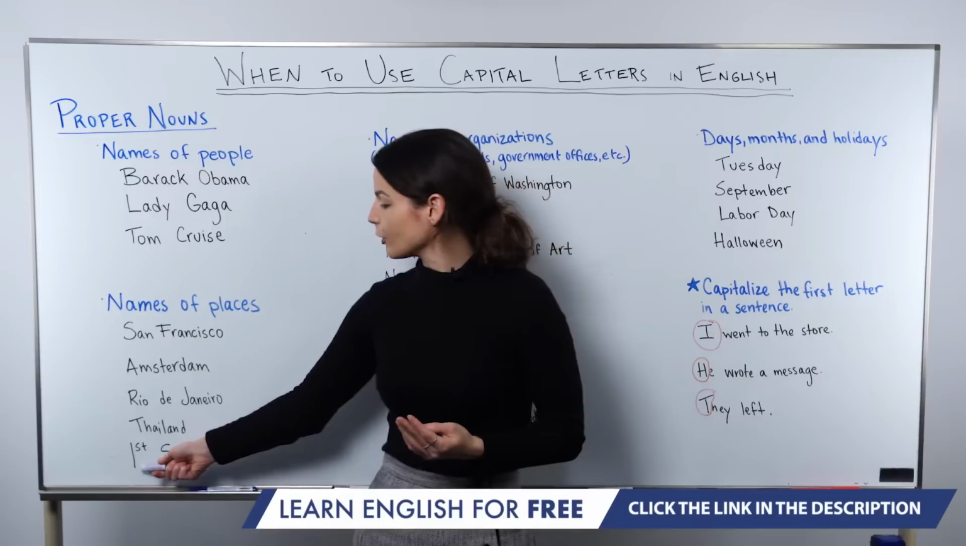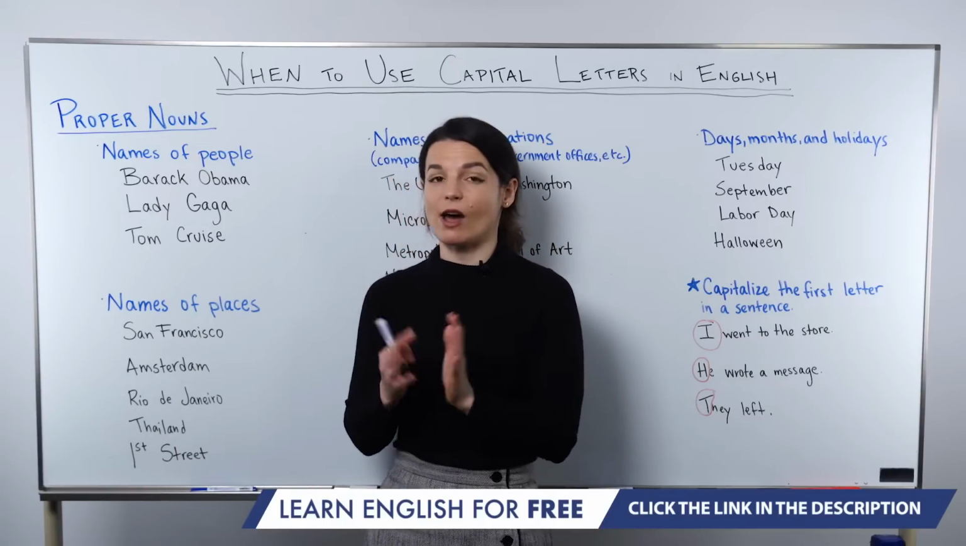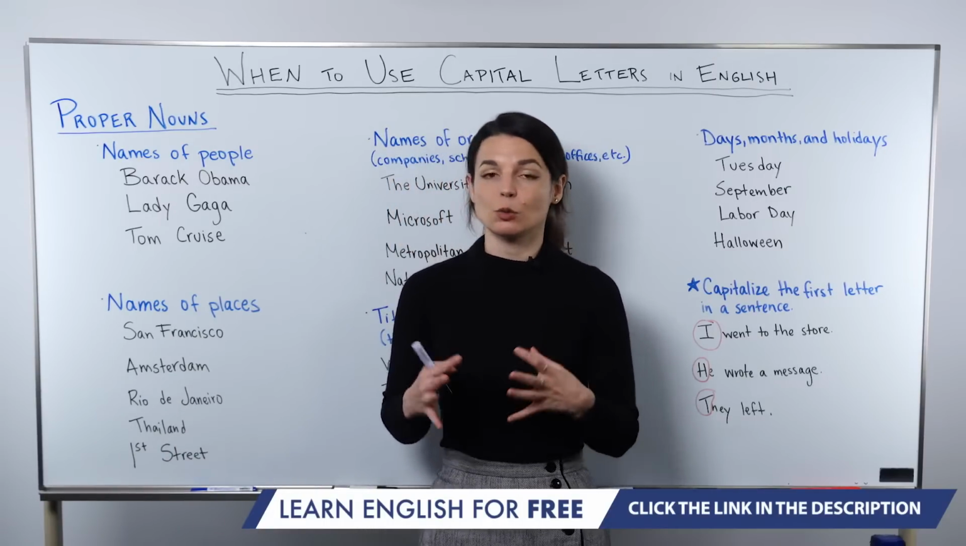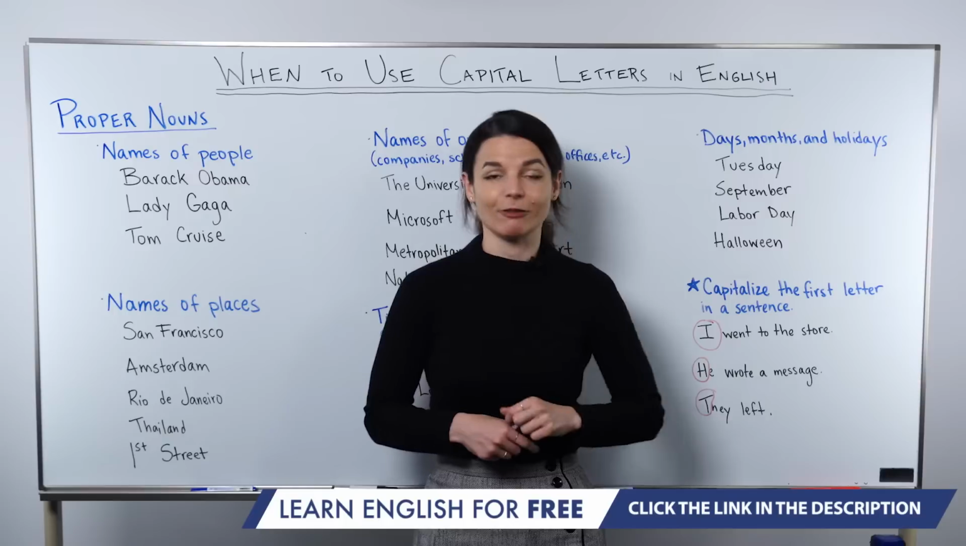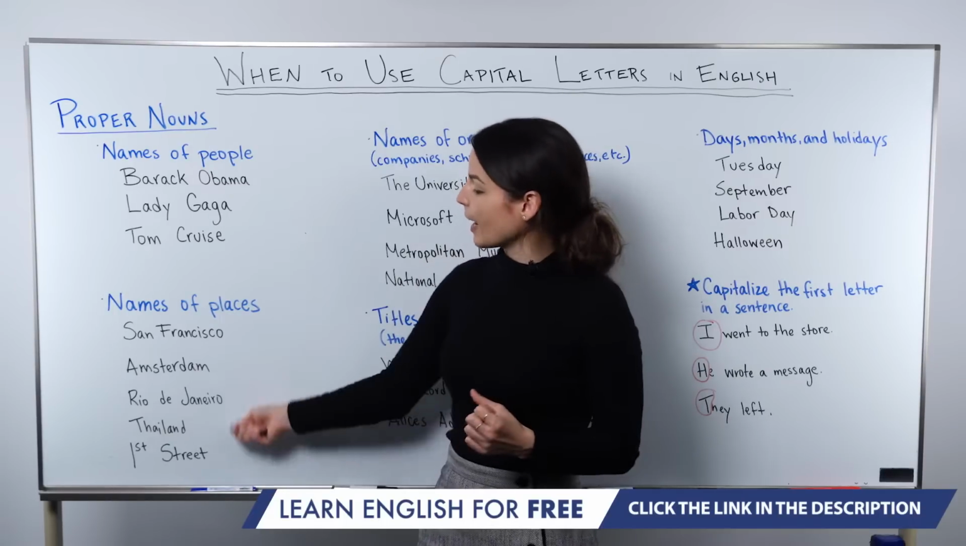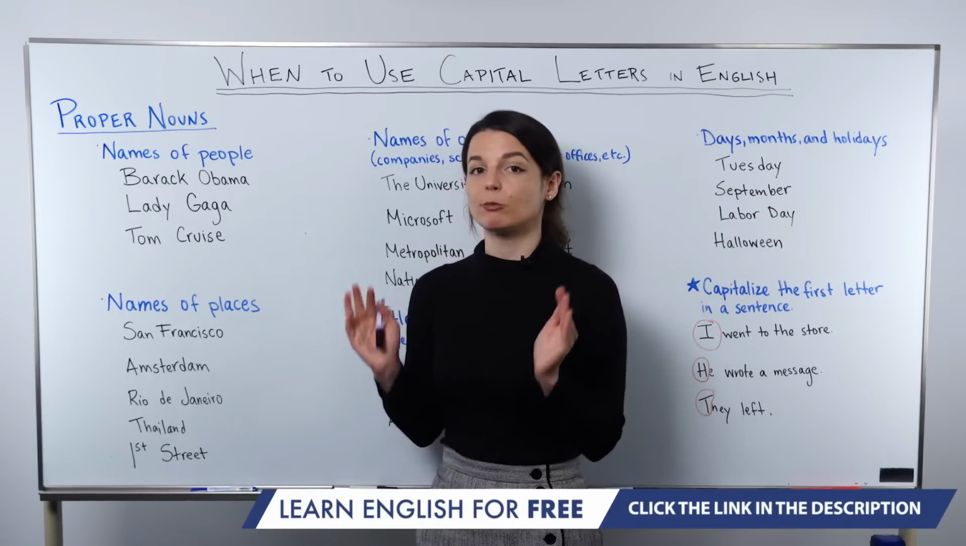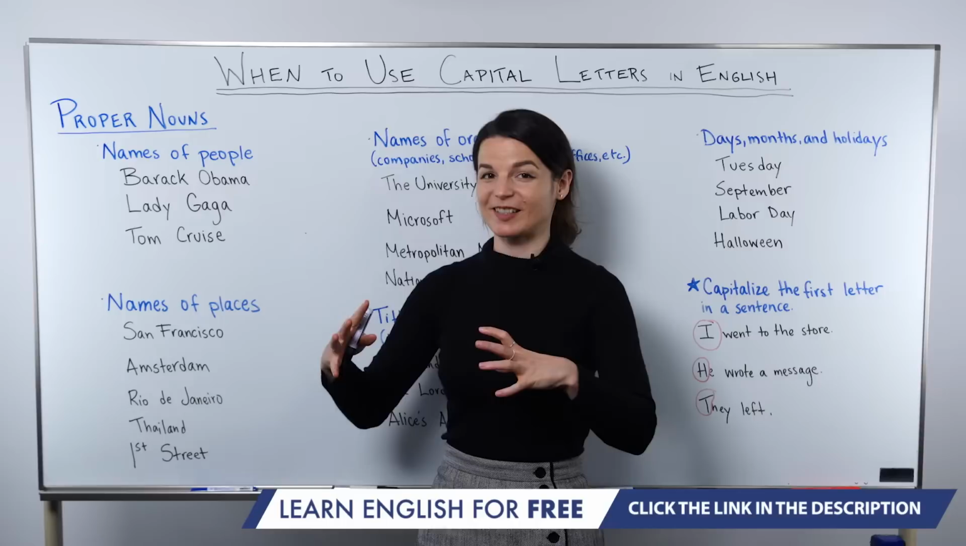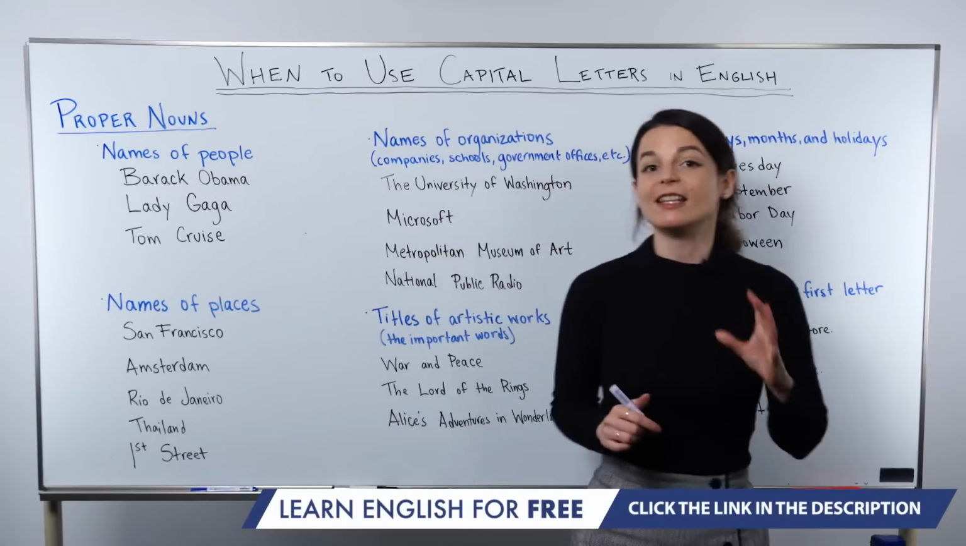You might see first also written as F-I-R-S-T. In that case, you would use a capital F in first. So we follow this capitalization rule for names of places, big places and small places. Okay, let's move on to the next group.